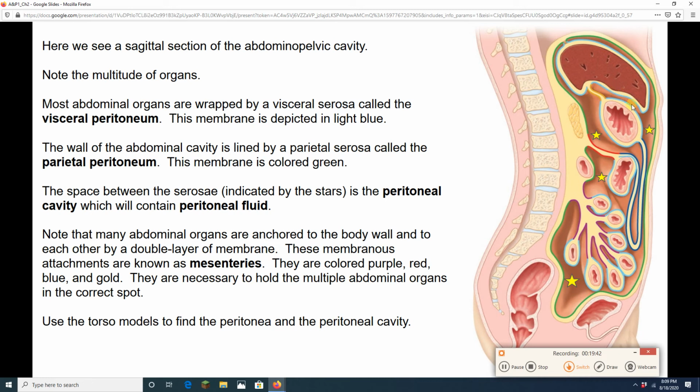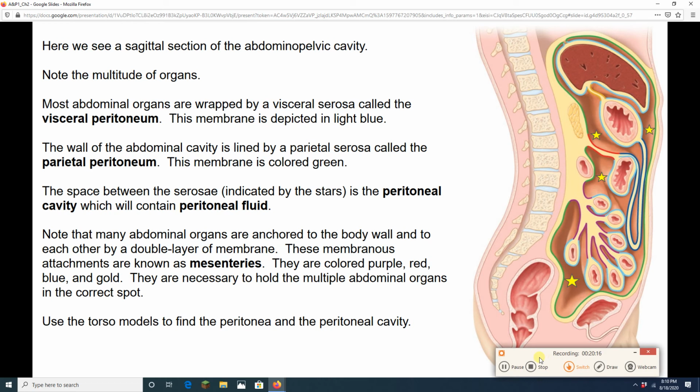The liver has a membrane directly around it, light blue. Then there's another membrane outside that, which is green here. The liver is surrounded by a visceral serosa, that's the light blue. It's called the visceral peritoneum. And you can see the stomach also has a light blue visceral peritoneum. The large intestine, light blue visceral peritoneum. Small intestine, light blue visceral peritoneum.